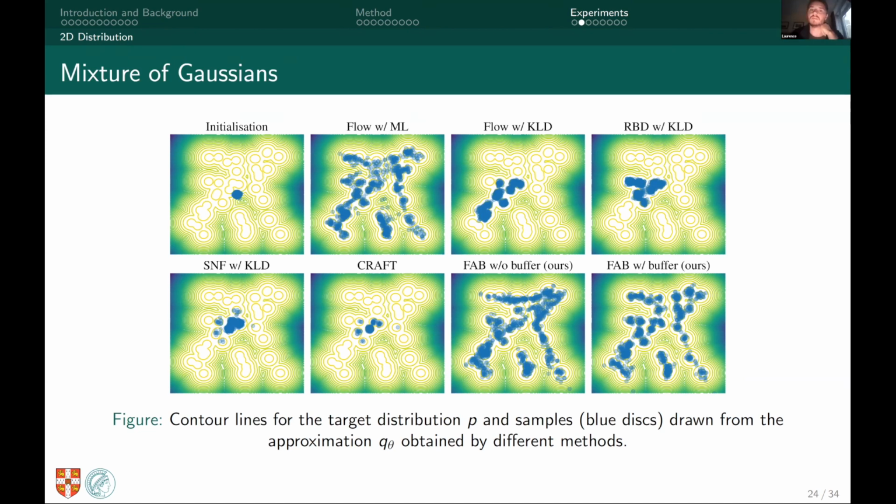Am I wrong? This is for a fixed number of target evaluations, and the replay buffer is going to be doing multiple flow updates per evaluation. So then it actually is more efficient, so it does better.